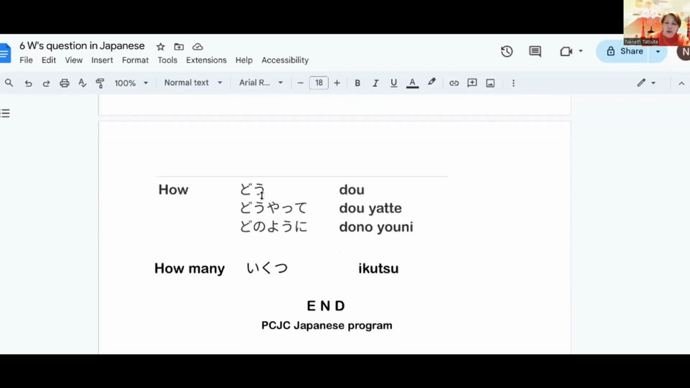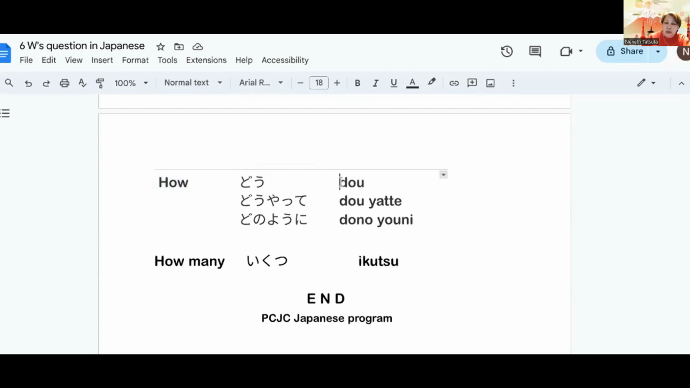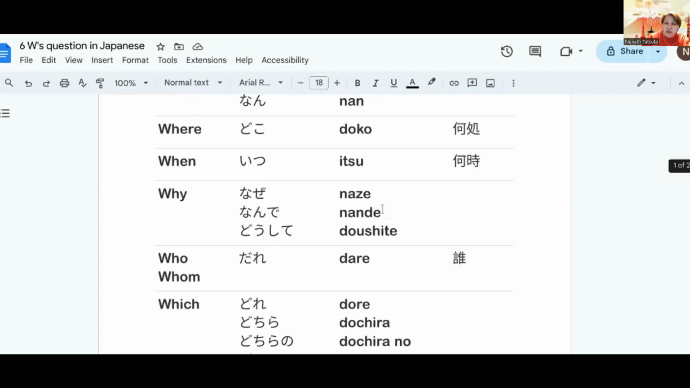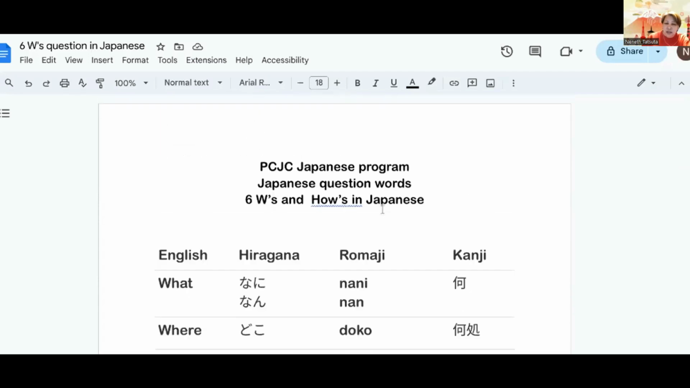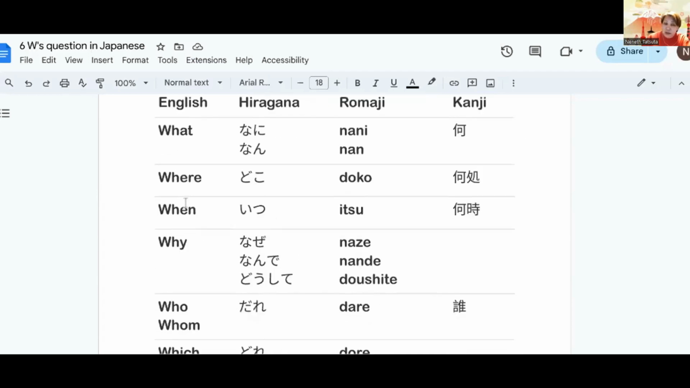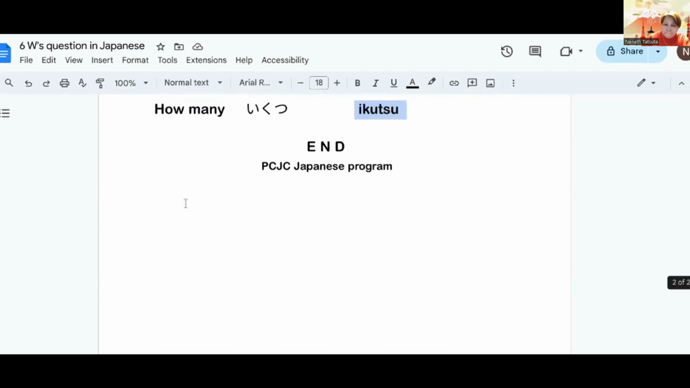And then your how. Do, or doyatte, do no yoni is your how. And then how many is ikutsu. Okay, so these are all the question words in Japanese. I suggest that you review this because in your conversation, you are going to use all of this.